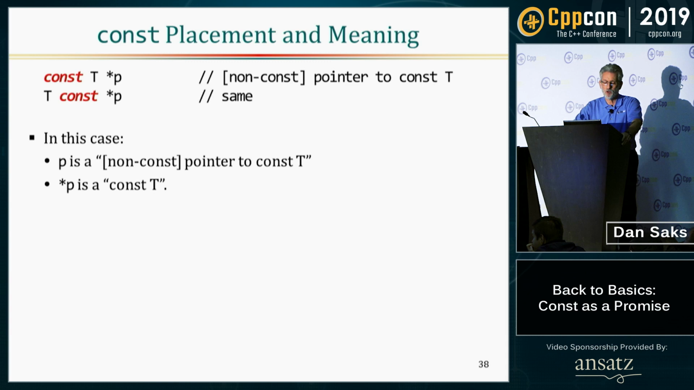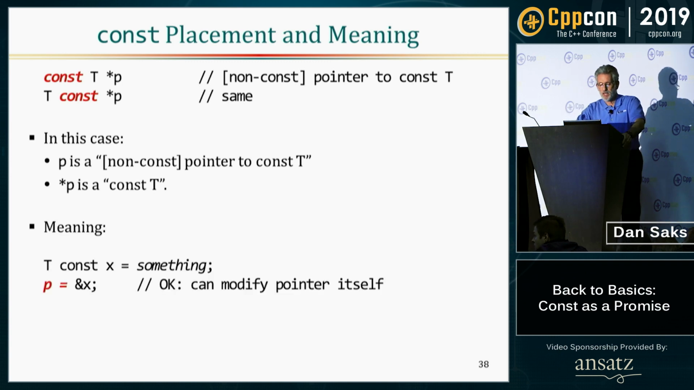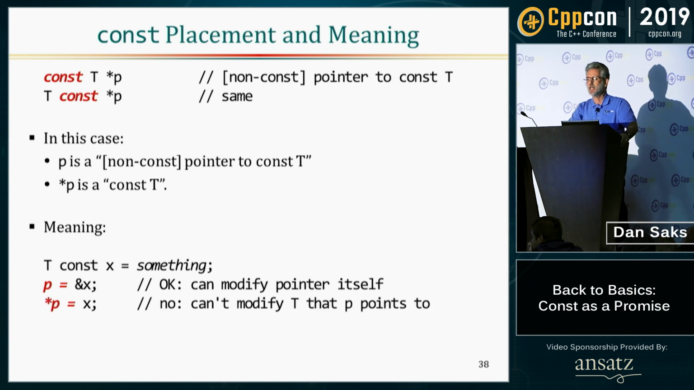So now you know those two are equivalent. That p is a pointer to a constant T, or a T that's const, however you want to say it in English. And what does that mean operationally? What it means is that you can modify p. You can store new values into p, but when you use the expression *p, you can't write to it. You can read from it, you can't write to it.